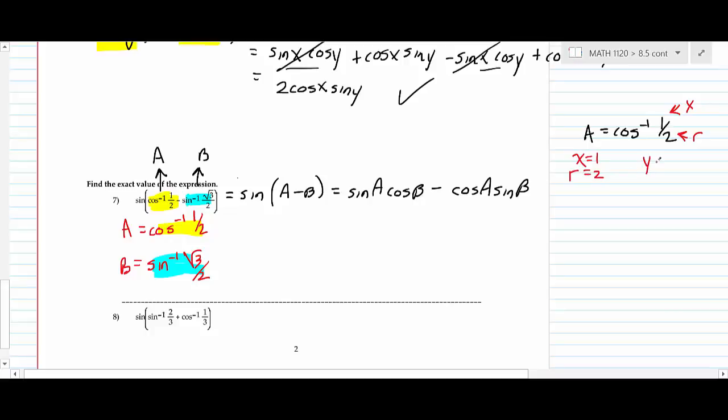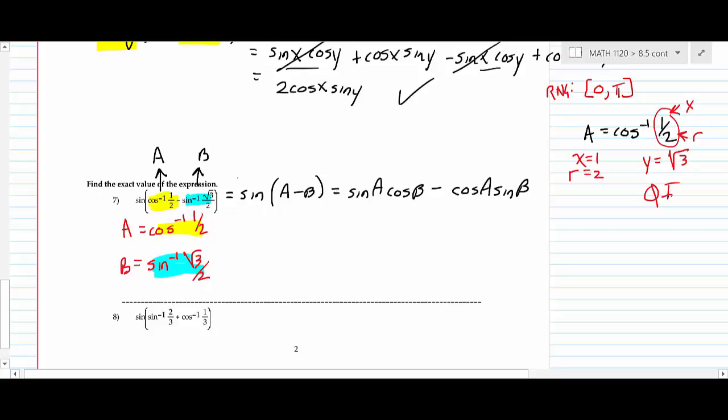So for angle A, we have X is 1, we have R is 2, and then you'd have to find Y with the Pythagorean Theorem. I'm not going to spend the time on the Pythagorean Theorem, but you'd get square root of 3. You probably already know that because that's a special triangle, 1, 2, root 3. The other thing is, the inverse cosine has a range from 0 to pi. That's the range that we learned. Since that's a positive number there, you're in quadrant 1, so everything's positive.